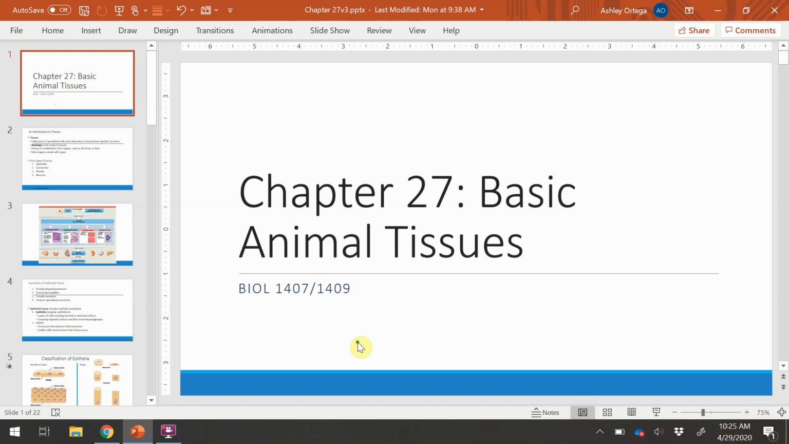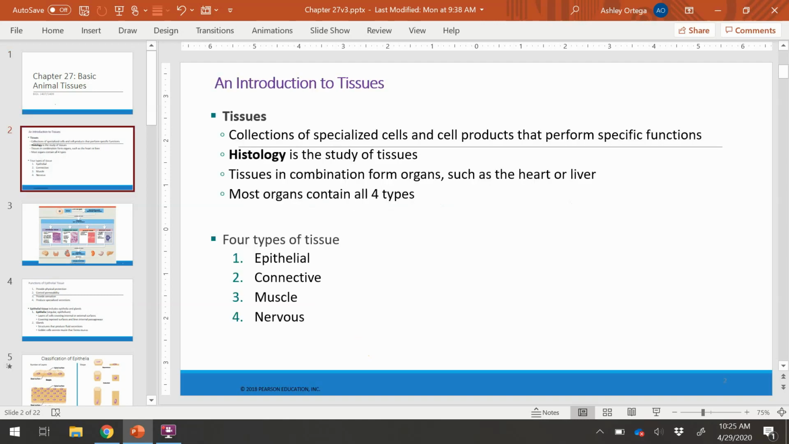And so today we'll take a look at chapter 27, which is basic animal tissues. This is a topic we did cover in lecture already, so hopefully you are remembering the material, and now we will just take a look at how we apply this in a laboratory setting. But a little bit of review here. Tissues are defined as collections of specialized cells and cell products that perform specific functions. And so we'll look at tissues and how they have different functions with their different structures, and how their structure has always correlated well with their function.